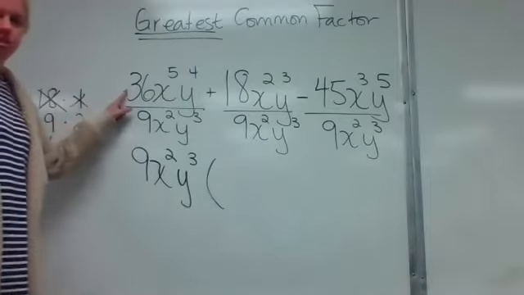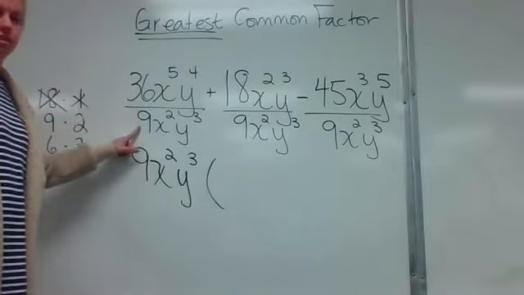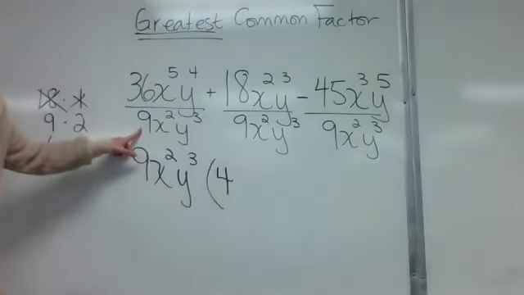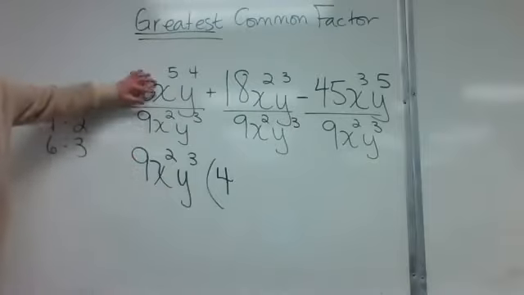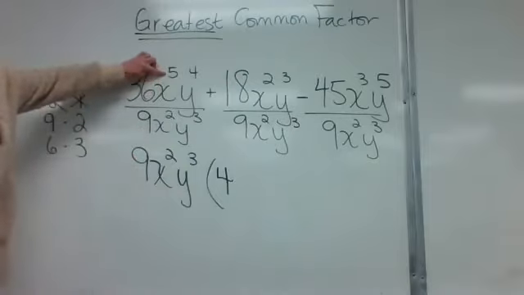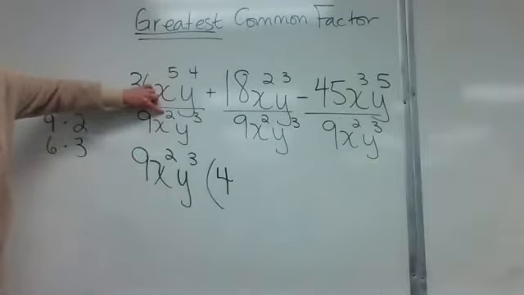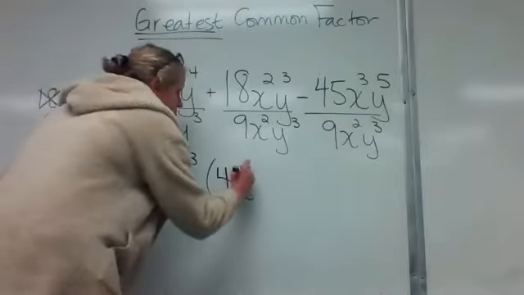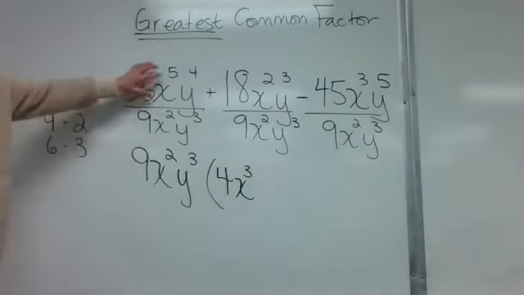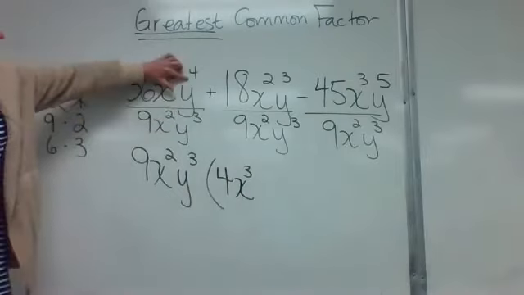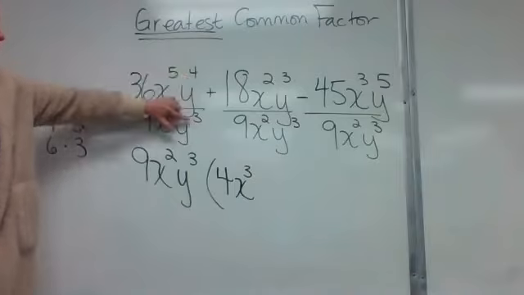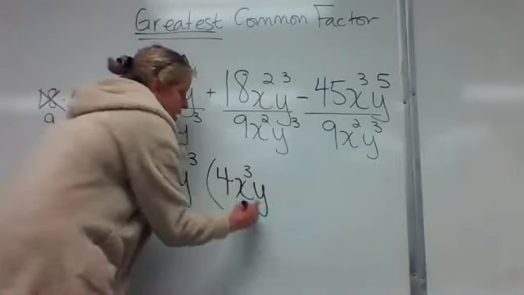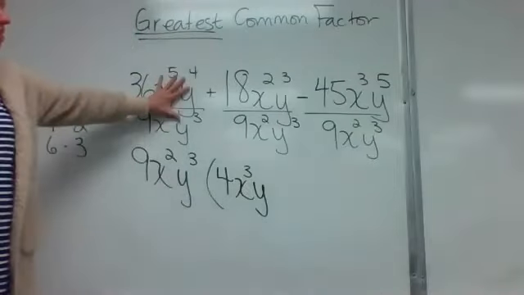So here, 36 divided by 9 gives me 4. My x's, I had x to the 5th. I pulled out x squared. So if I subtract those exponents, I'll have x to the 3rd left. Onto your y's. I had y to the 4th. I pulled out y to the 3rd, which means I just have one y left. So I'm done with that one.